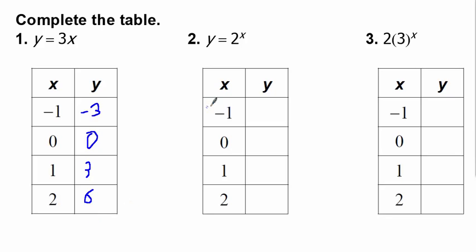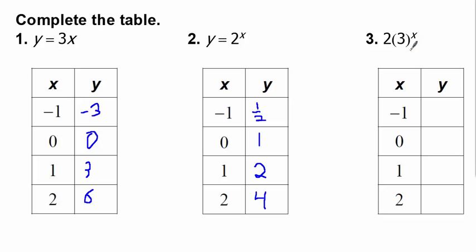In exponential growth, we plug this into the exponent. 2 to the -1 power is 1/2. It's not a negative number. 2 to the 0 power is 1. 2 to the first power is 2. And 2 to the second power is 4. So these things double every time.